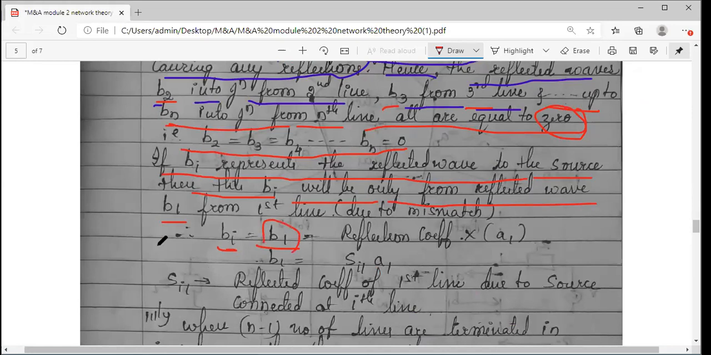Now, how can I write B1? You already know how you define your reflection coefficient. Reflection coefficient is the ratio of reflected wave by incident wave. In short, I have written R by I, indicating reflected wave by incident wave. That's why I have written here B1. What is B1 here? Tau is the reflected wave, which is B1. What is the incident wave? A1, right?